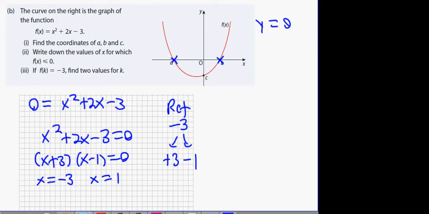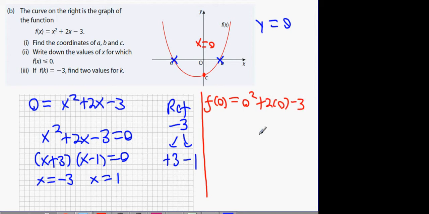Who got that? Okay, the majority. Now C. C is where the input equals 0. How do I know the input is 0? Because it's on the y-axis, and on the y-axis x equals 0. Replace x with 0. So we're going to find out what f of 0 is. We're going to get 0 squared plus 2 times 0 minus 3. F of 0 equals minus 3. This is the point (0, minus 3).